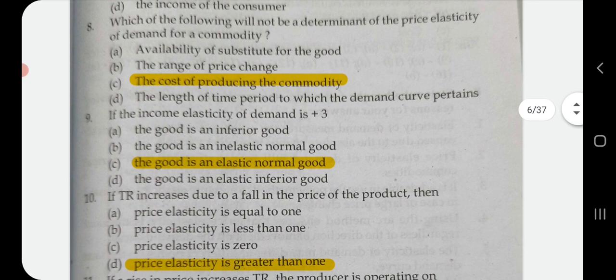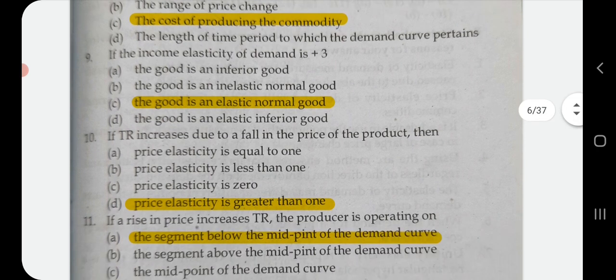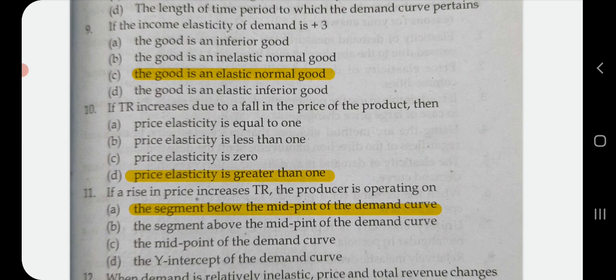Next, ninth question, if the income elasticity of demand is +3, and the answer is the good is an elastic normal good. 10th question, if the total revenue increases due to fall in the price of product, then the price elasticity is greater than 1. 11th question, if the rise in price increases total revenue, the producer is operating on, and the answer is segment below the midpoint of demand curve.